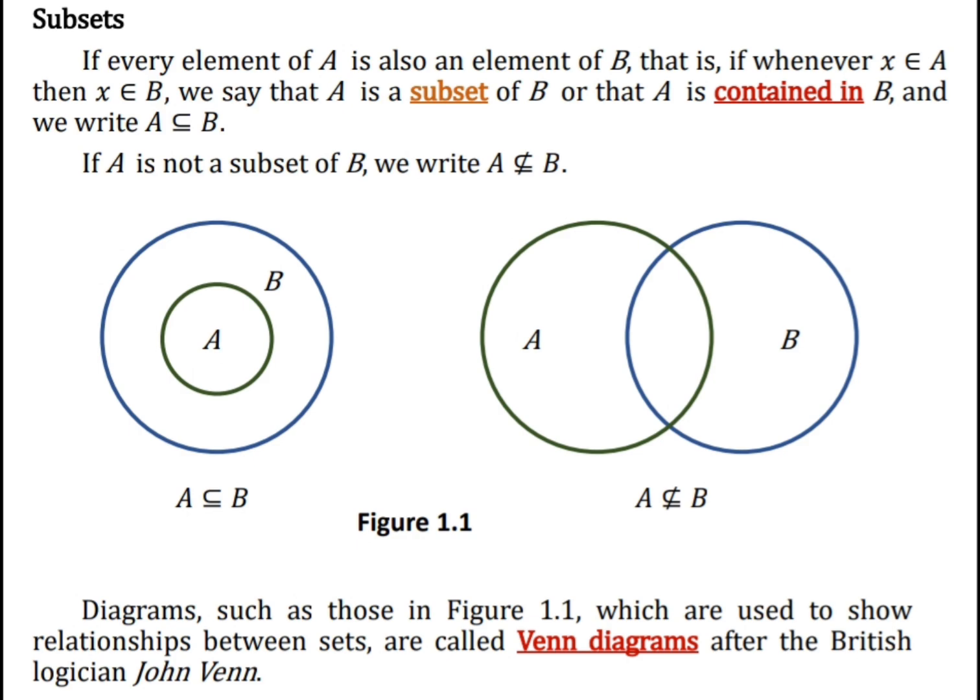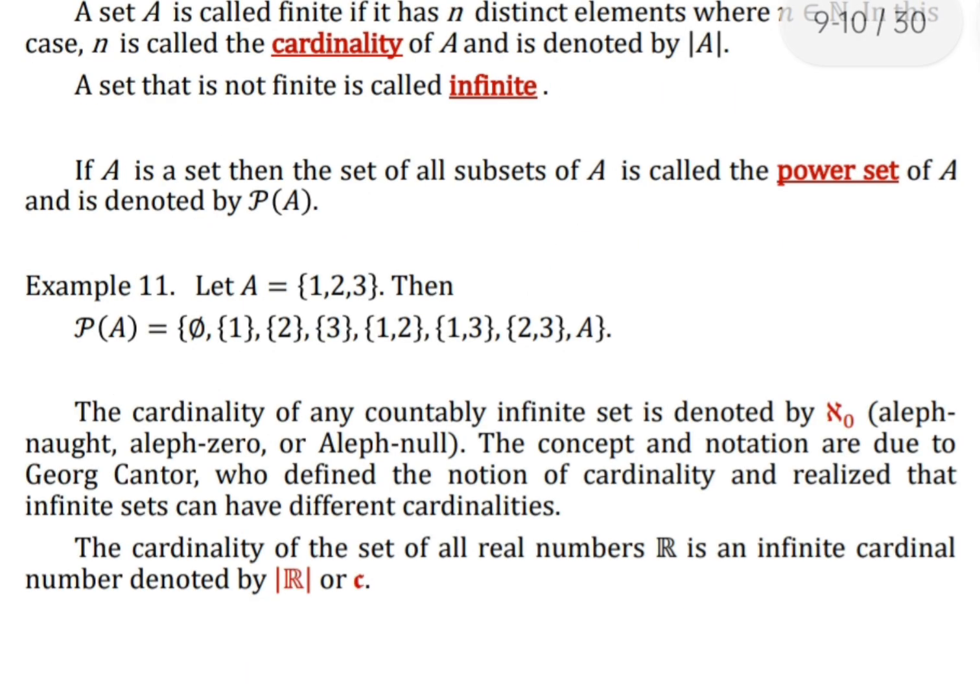Next, let us talk about subsets. A set A is a subset of B if every element of A is also an element of B. We write this as A ⊆ B. We often use Venn diagrams to visually show the relationship between sets. An important idea to remember is that every set is a subset of itself, and the empty set is a subset of every set.